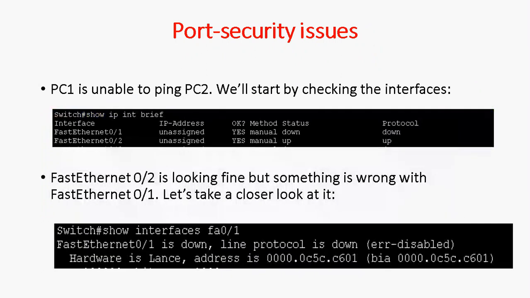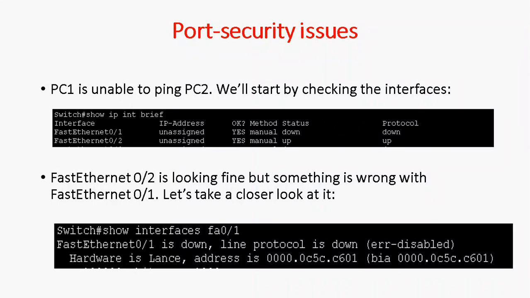From the switch I am giving show ip interface brief. FA0/1 interface is connected to PC1 and FA0/2 interface is connected to PC2. FA0/1 port and protocol are both down, but FA0/2 is up. There is no issue with the FA0/2 interface, but the FA0/1 interface is down. So we have to check that interface. I am giving show interface FA0/1. Port is down and protocol is down. You can see in brackets it's showing err-disabled.